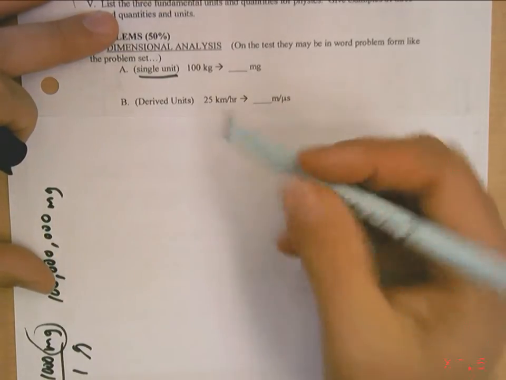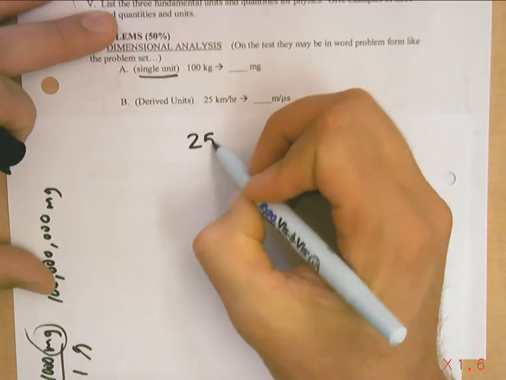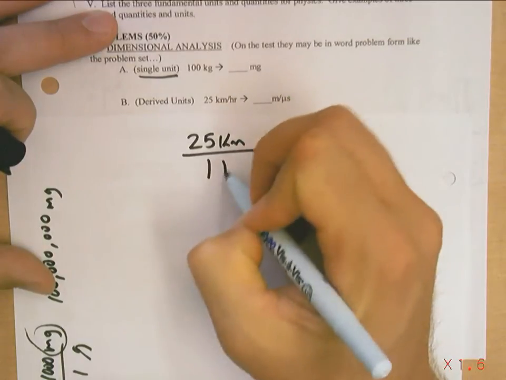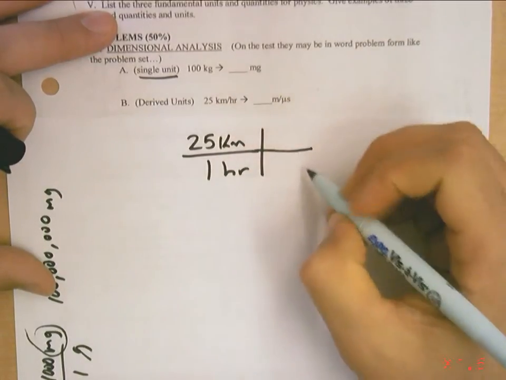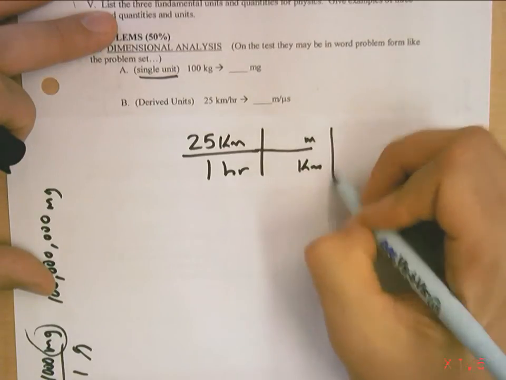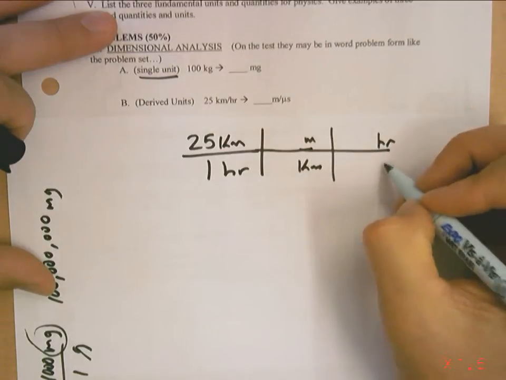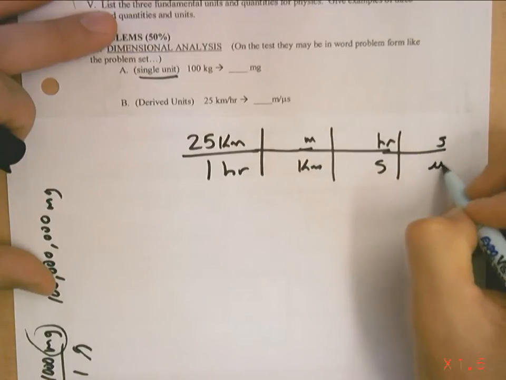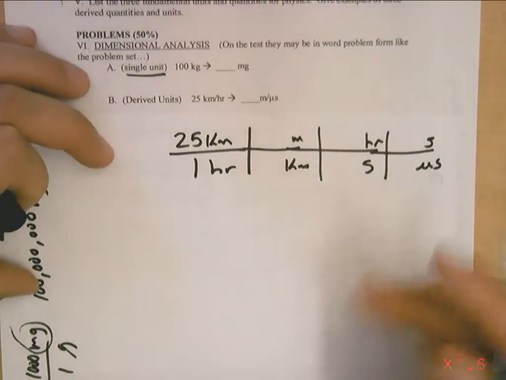Okay, so we have the next one, which is a derived unit. You have 25 kilometers per 1 hour. We're going to go from kilometers to meters, hours to seconds, seconds to microseconds. So that's our path. Now we just got to fill in our equivalency.